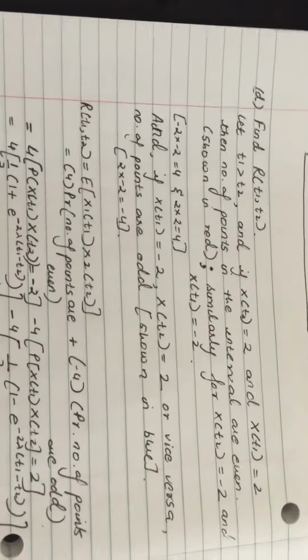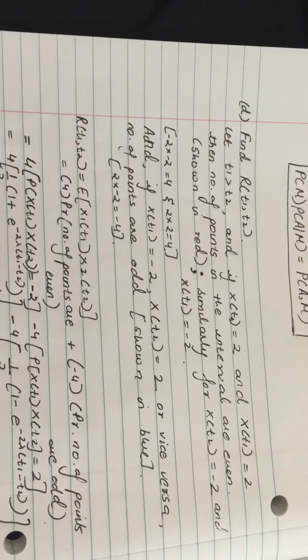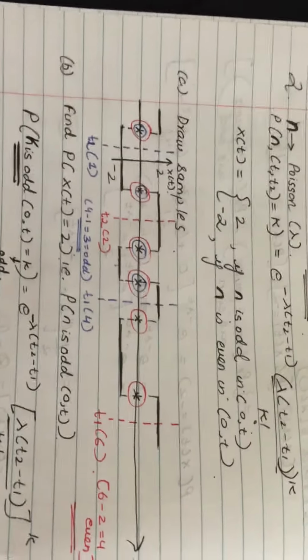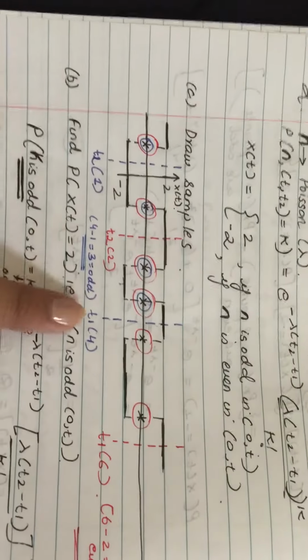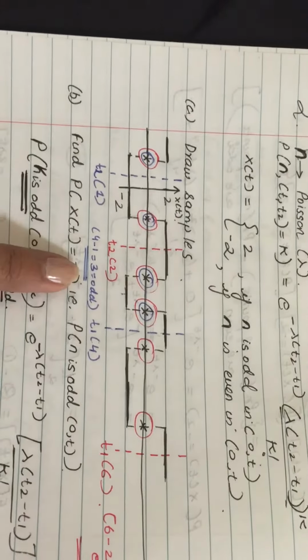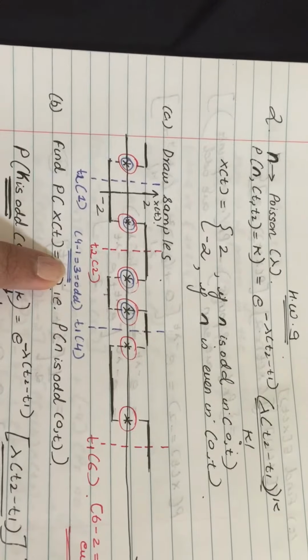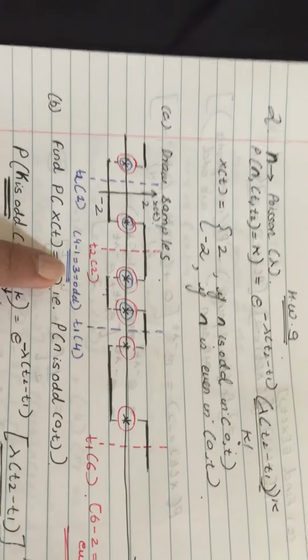The fourth part of this problem is that we have to find the autocorrelation function R(t1, t2). For this, the following observation, which I'm going to explain, is very important. So consider that t1 is greater than t2, and right now we'll be looking at the markings done in blue and the written material that's in blue.